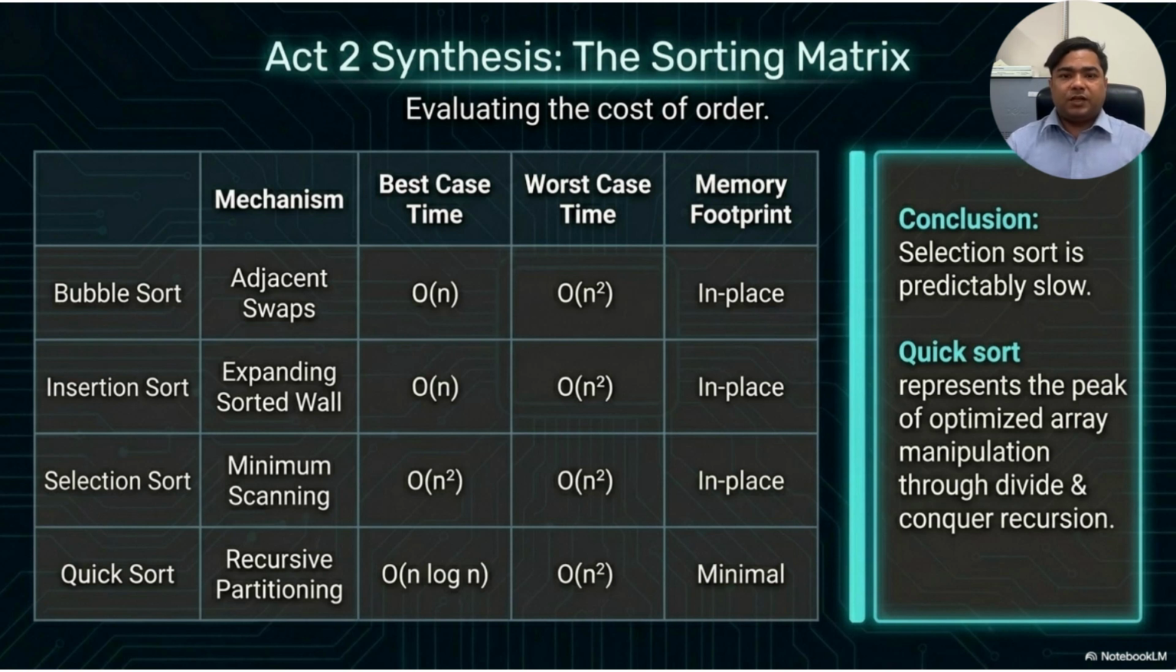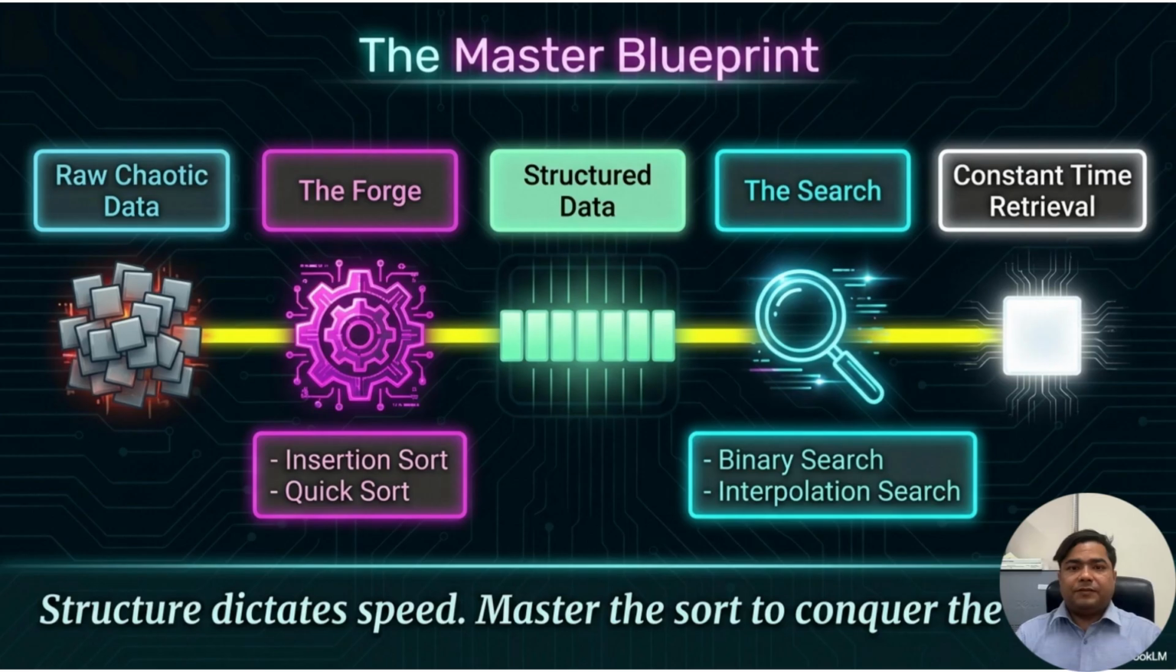The conclusion on the right side is important. Selection sort is predictably slow. Quicksort represents the peak of optimized array manipulation through divide and conquer recursion. So this matrix helps us compare not only what each algorithm does, but also how much computational cost each algorithm requires. This final slide gives us the complete blueprint of the lesson.